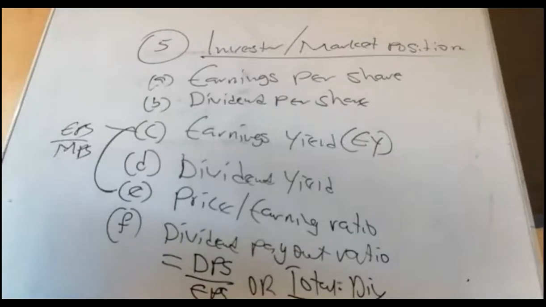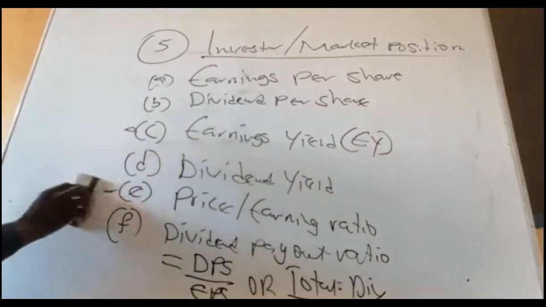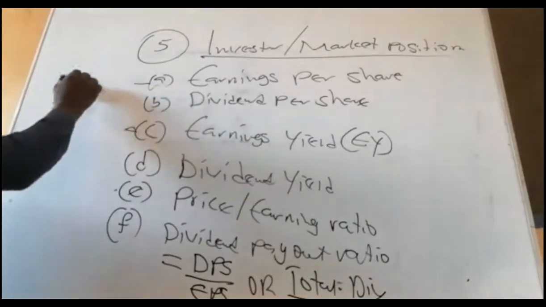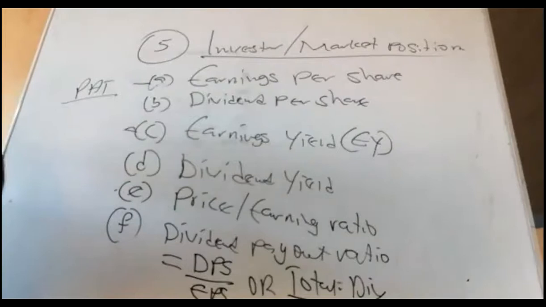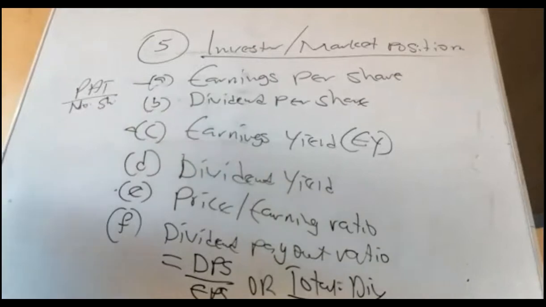So the very first one on the list is the earnings per share. We said that the earnings per share is nothing but the profit after tax, all divided by the number of shares. That's the profit after tax over number of shares. That's the earnings per share. It just gives the shareholders an indication of future earnings.